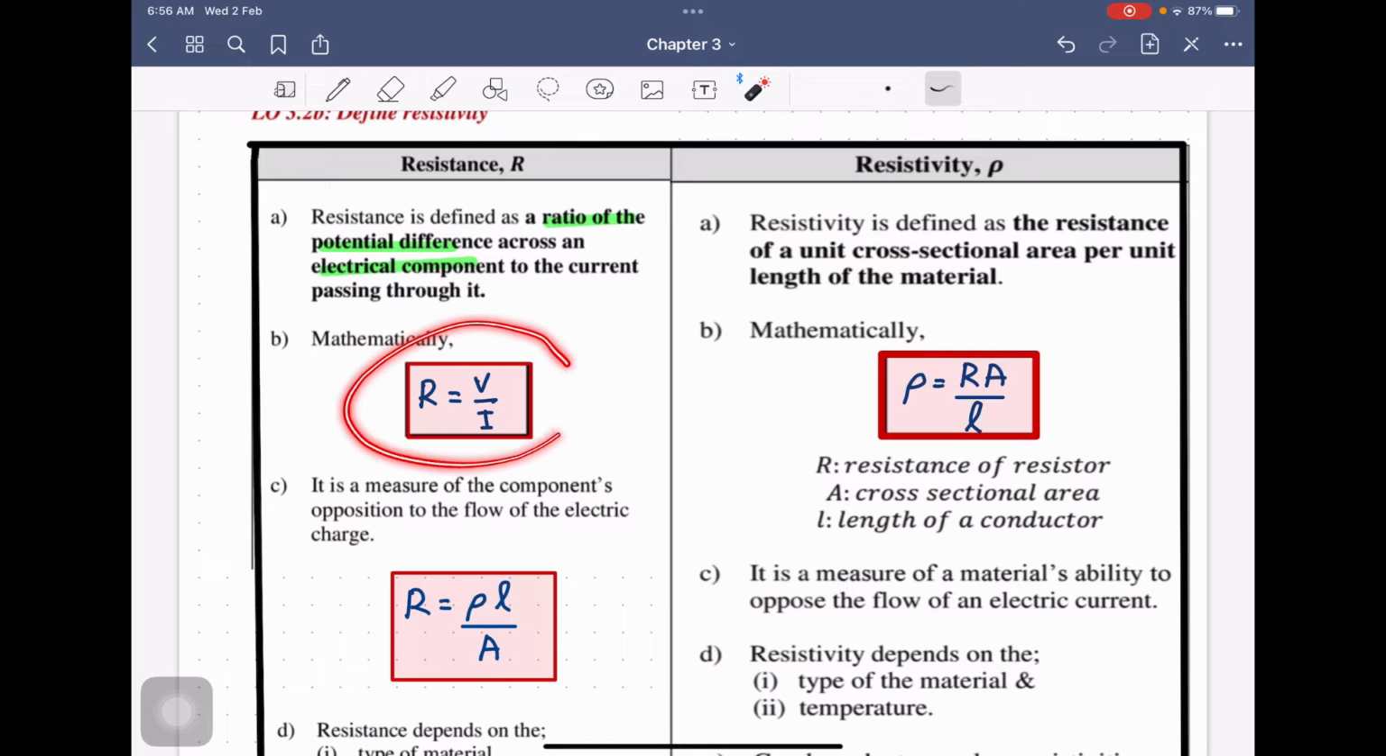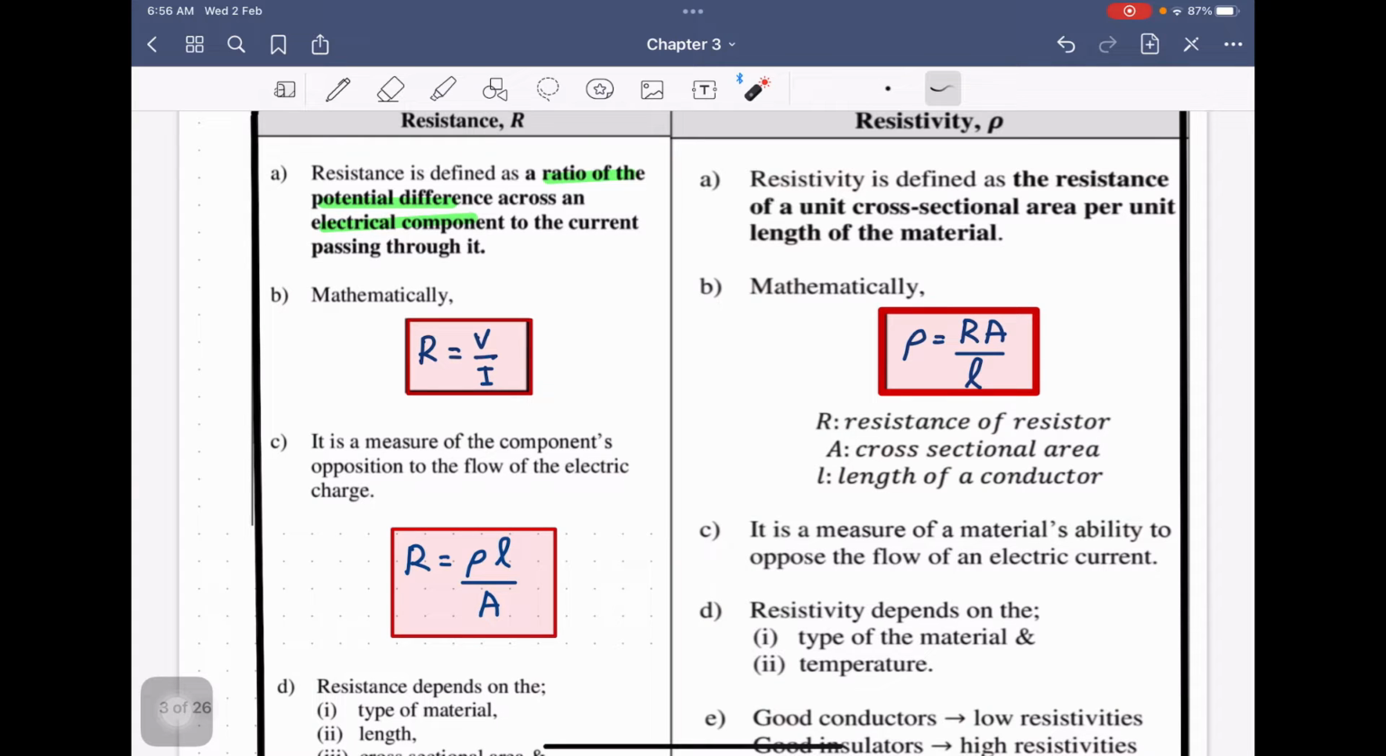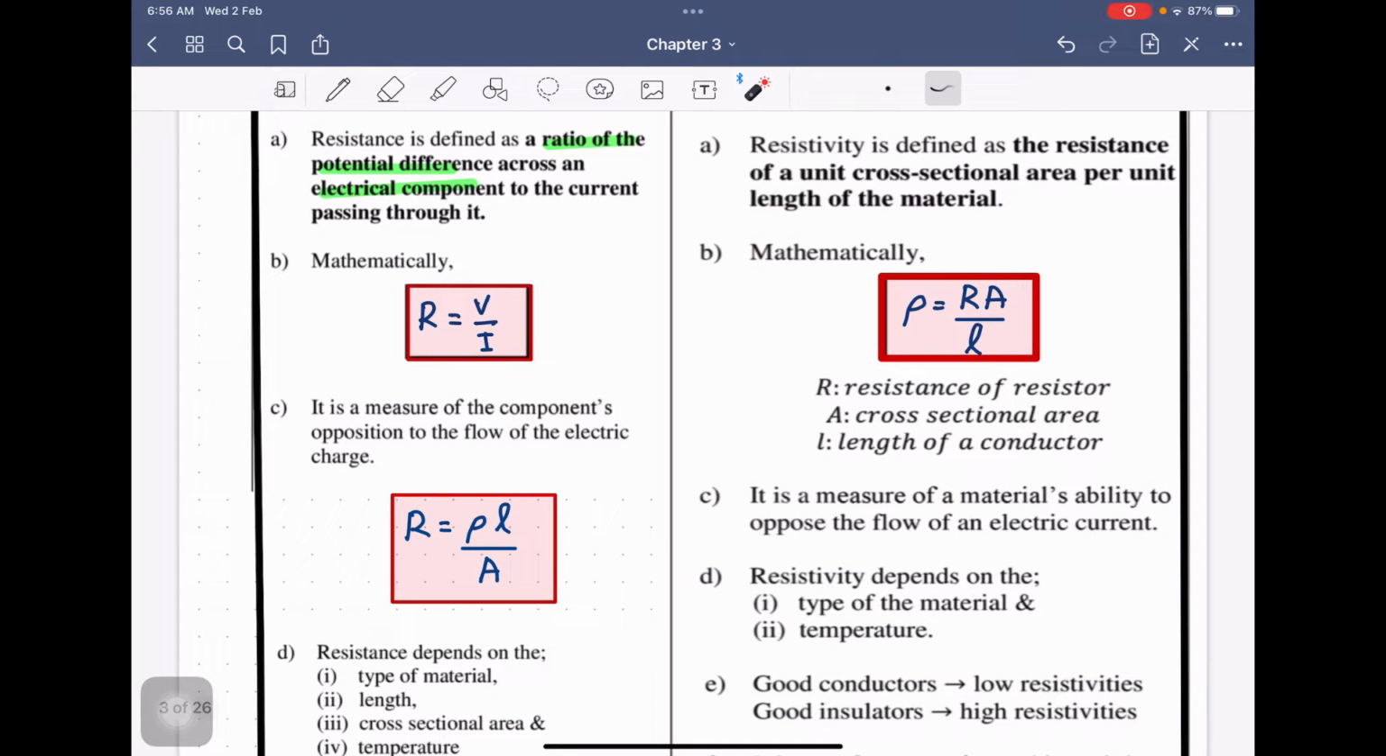Okay, which is R adalah sama dengan V divided by I. Okay, resistance ni apa? Dia nak measure apa? Okay, resistance, it is a measure of the component's opposition to the flow of the electrical charge. Okay, so kita tahu resistance ni adalah perintang.